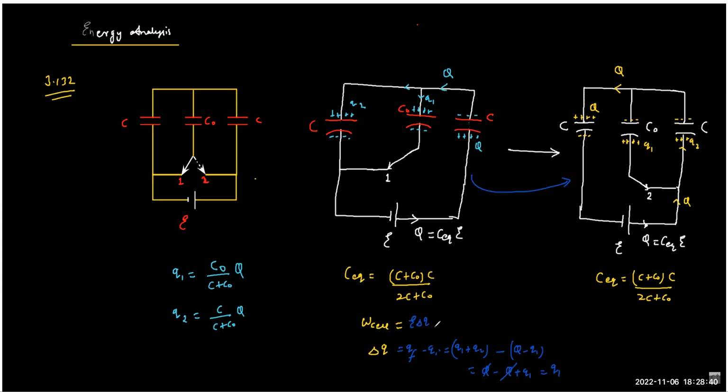Do you remember this? Yes or no? Is this clear, guys? So work done by the cell is how much? EQ1, right? We can substitute the Q1 value later on, but now this is the work done by the cell.